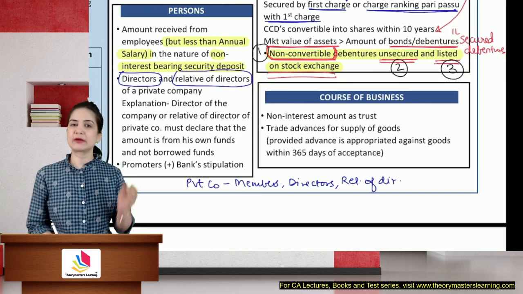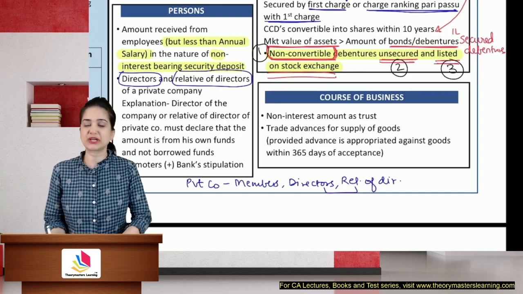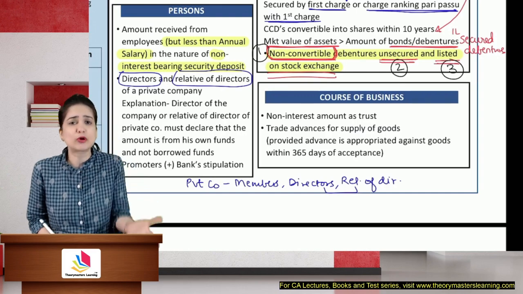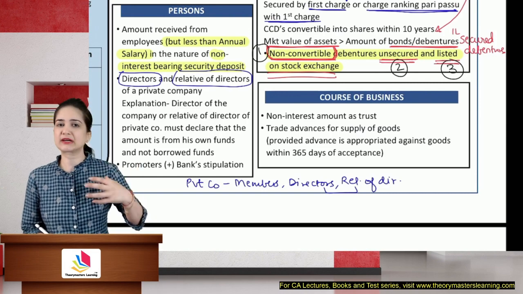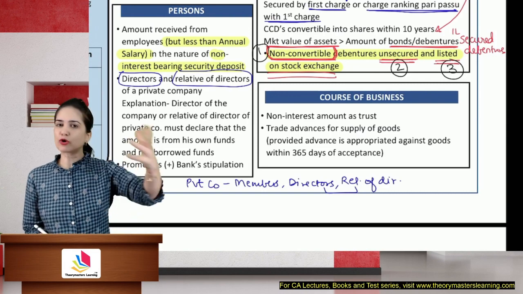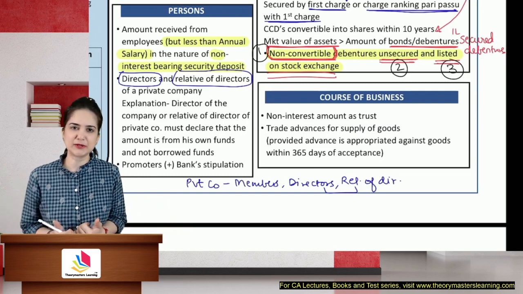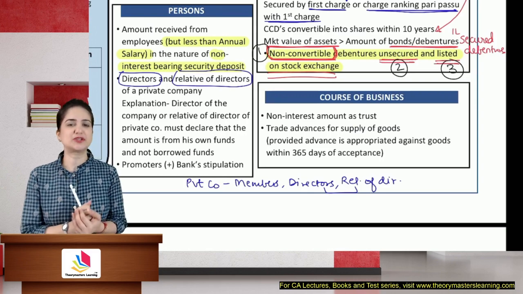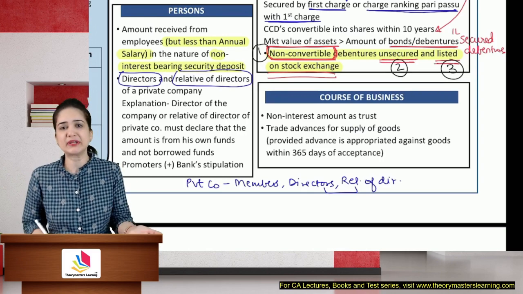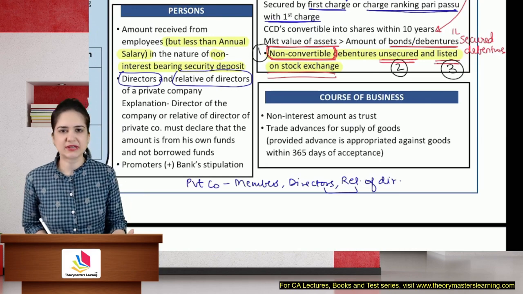But the only requirement is that they have to give a declaration. Okay, directors and their relatives, they have to give a declaration that the money which they are giving is out of their own funds and not borrowed funds. Otherwise, what will happen? We are allowing the directors to invest money. They may borrow money from outside and then contribute it in the company, saying that yes, this is my money only. So if you are claiming that, then you have to give a declaration. Give a declaration that whatever money that you are giving to the company is out of your own funds, not borrowed funds. Then it will not be considered as deposit.